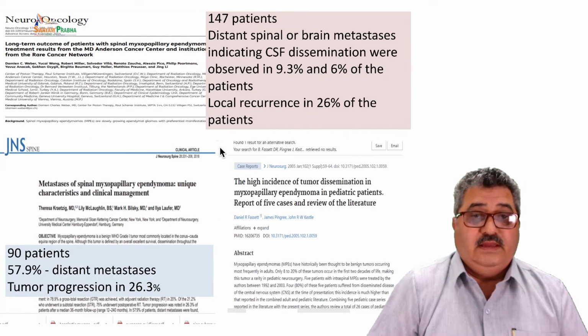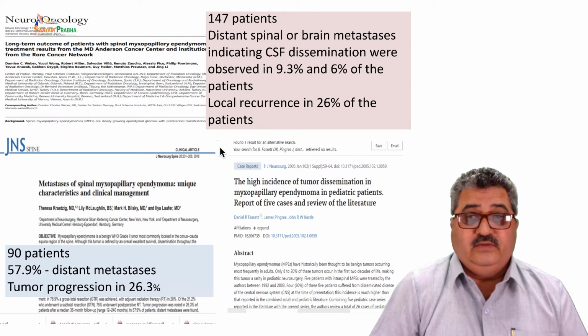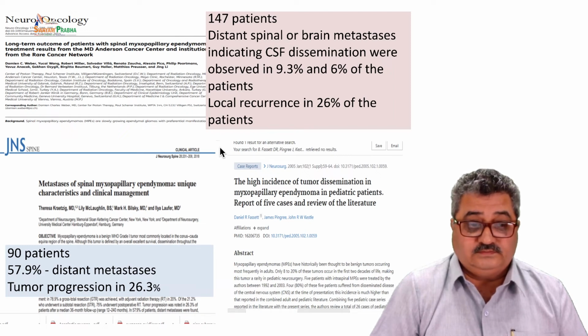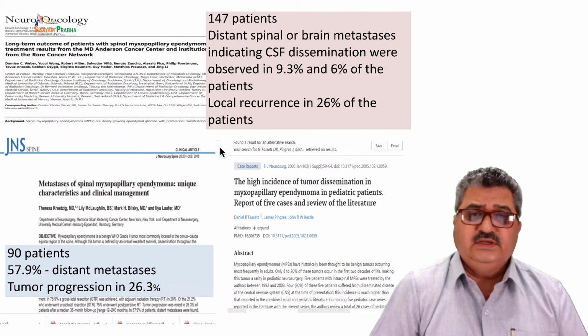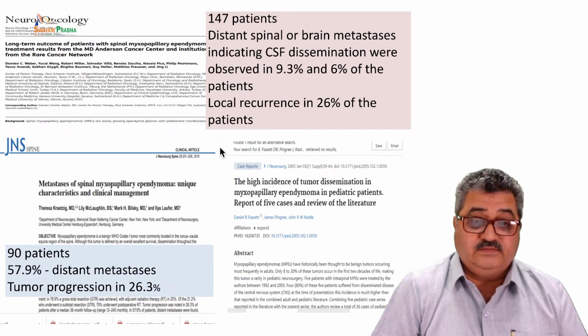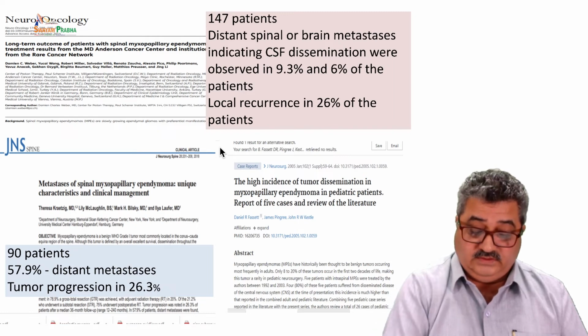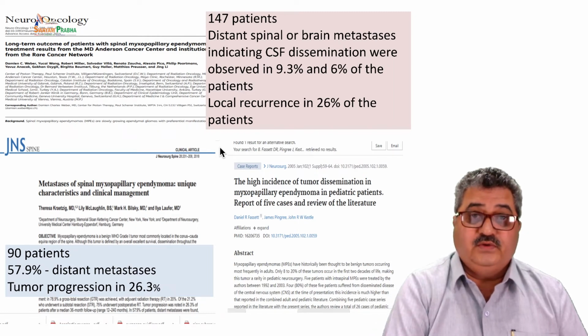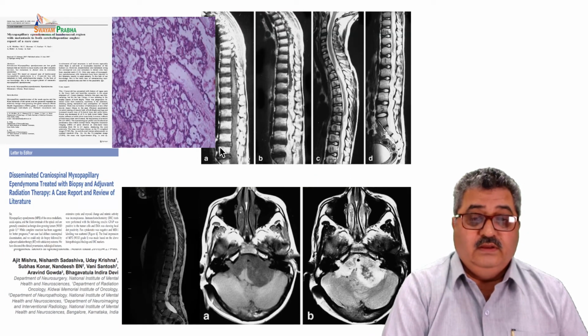So why is myxopapillary ependymoma graded as grade 2 now? It has been shown in some larger studies that the chances of CSF dissemination and local recurrence were very high in this tumor. Sometimes they even show distant metastasis. So that is the reason that they don't behave like a grade 1 tumor, and they are now upgraded to grade 2.